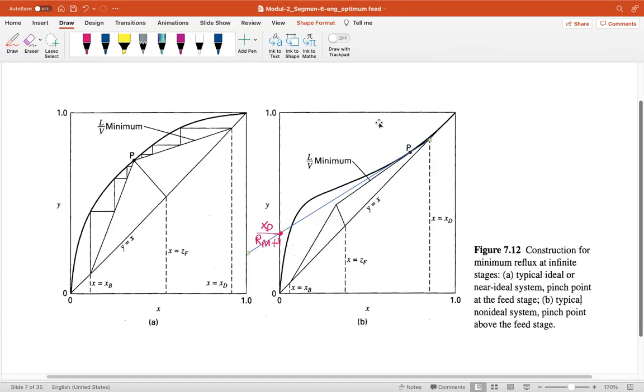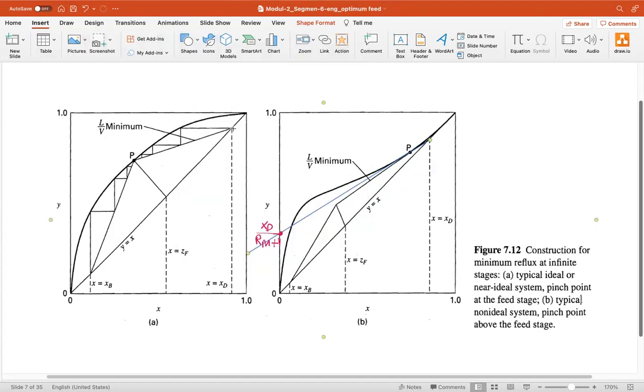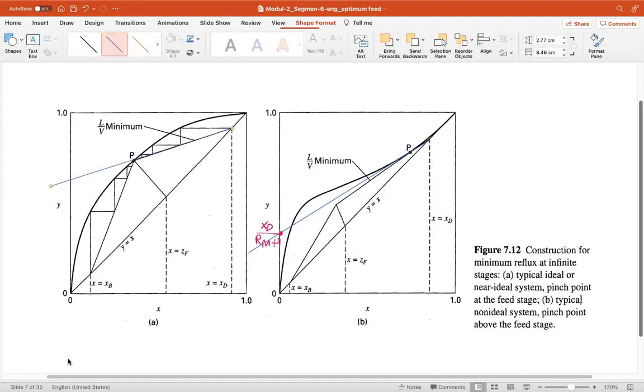Okay, so this is for the non-ideal system, but for the ideal system, to get the minimum reflux ratio, you need to start, for example, let me draw it here. From XD to the intersection between the curve and the Q line there, which is the point P. This also has infinite stages. Why? Because at this point the operating line will be similar to the equilibrium line.